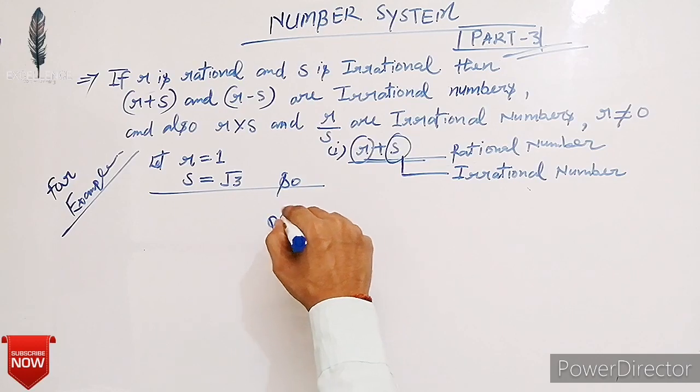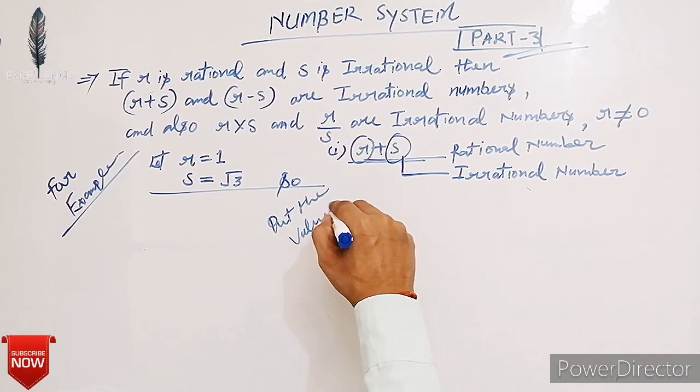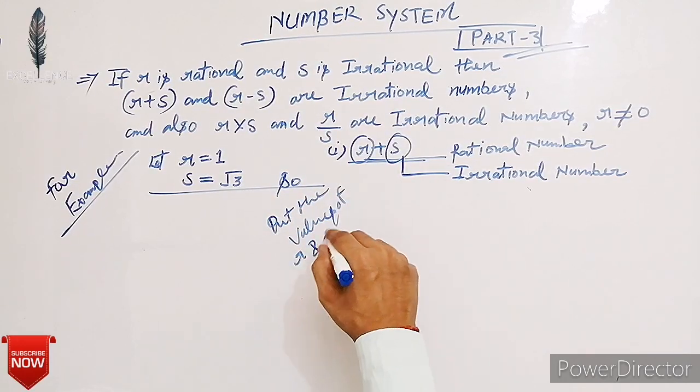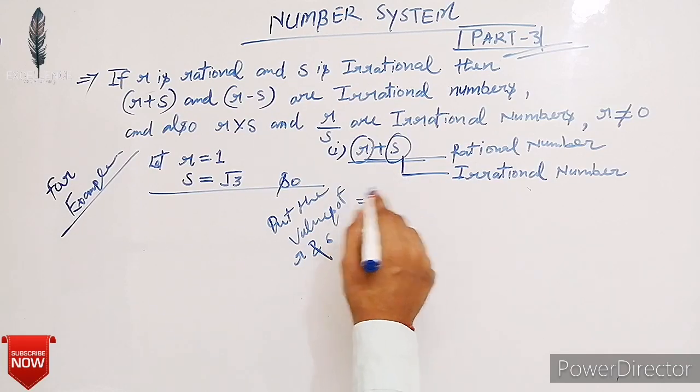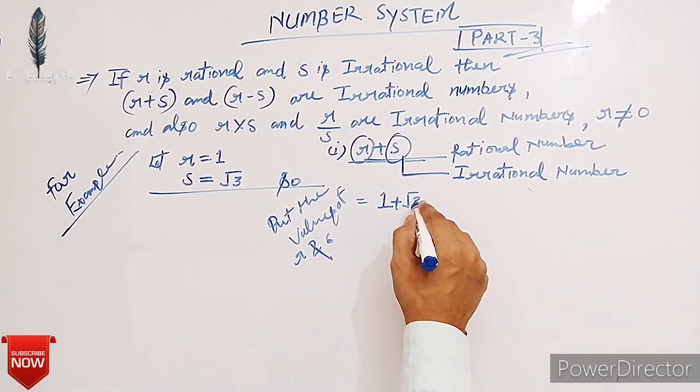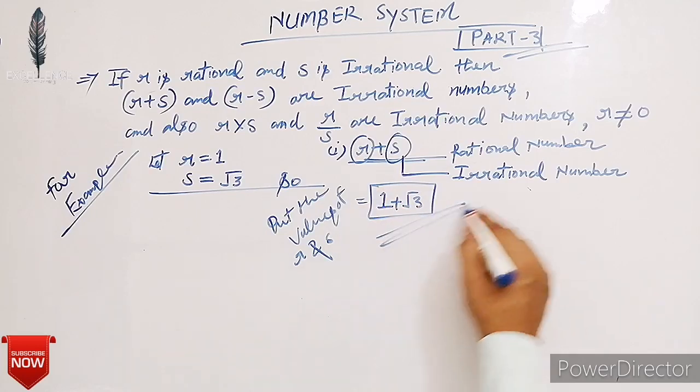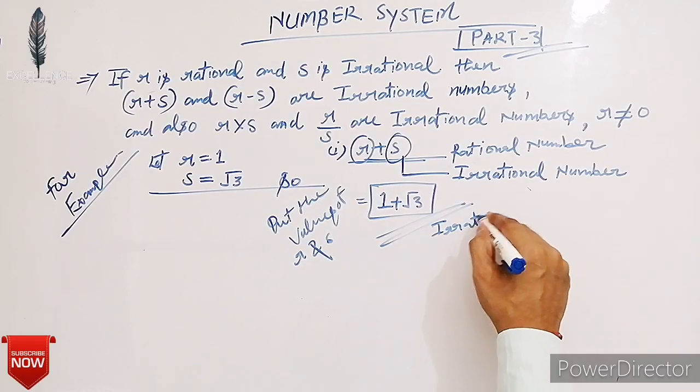So put the values of r and s. Here r is equal to 1 and s is equal to under root 3. So r plus s is equal to 1 plus under root 3.